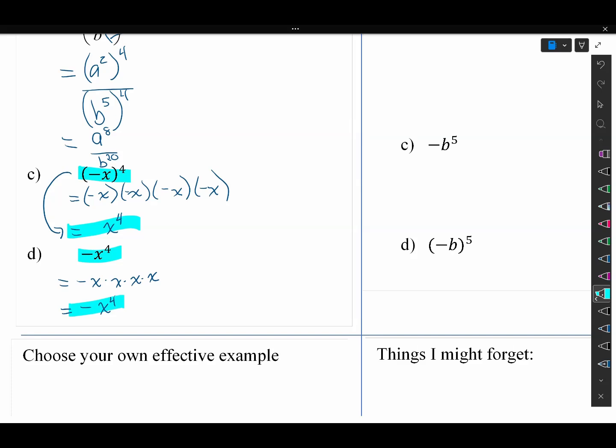All right, you cannot hear the difference when they're said out loud, but those brackets that are involved really change the value of what we're working with. In one case, it's positive. In the other case, it's negative.